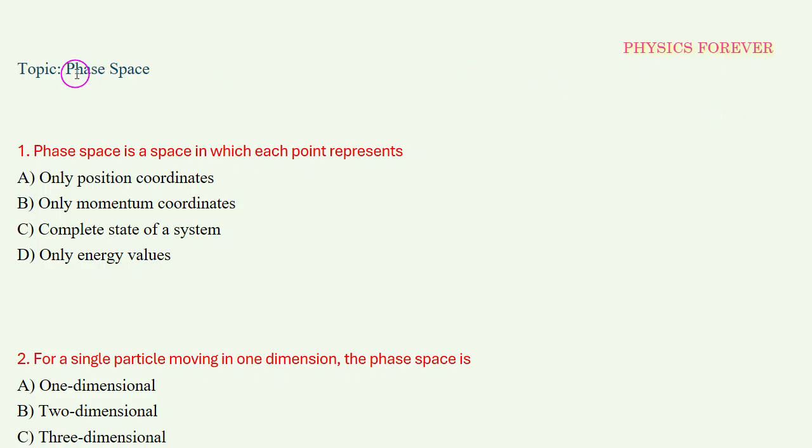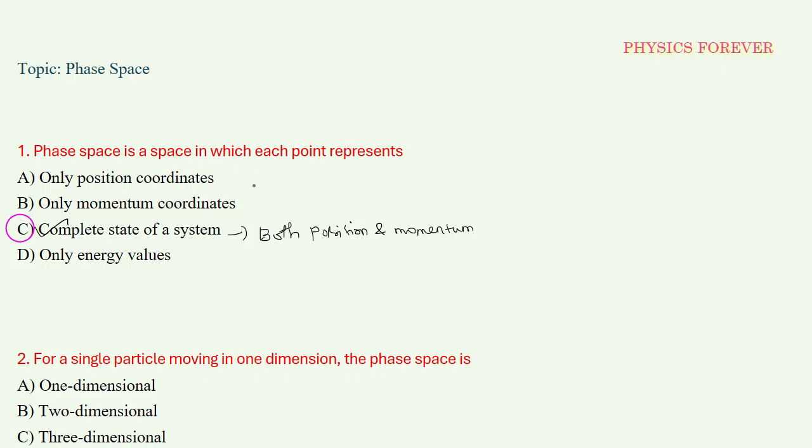So today's topic is phase space, from Unit 5: Thermodynamics and Statistical Mechanics. The first question: phase space is a space in which each point represents... the correct option is C. The complete state of a system, that is both position and momentum.